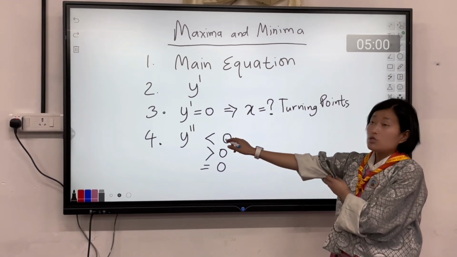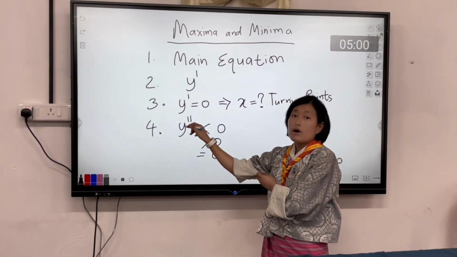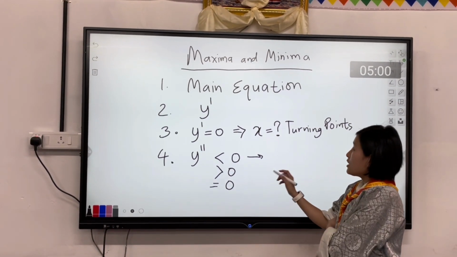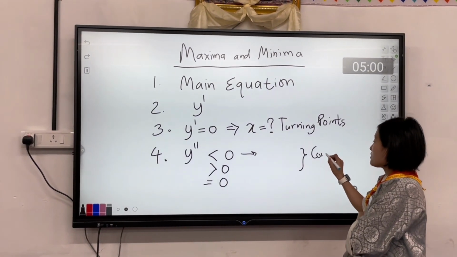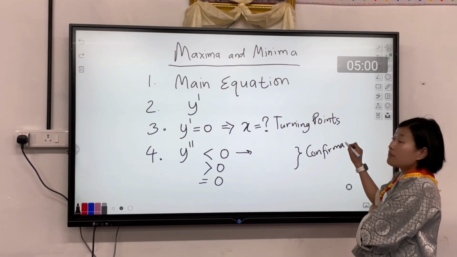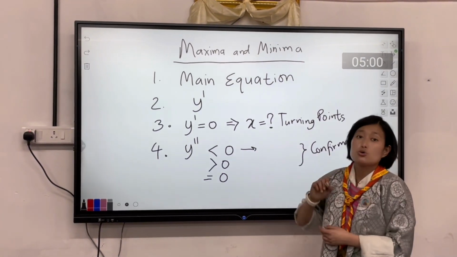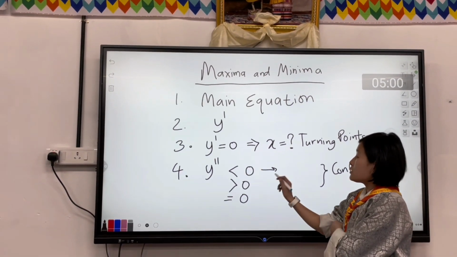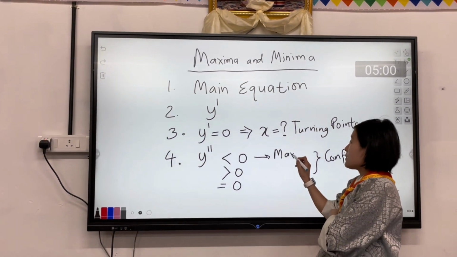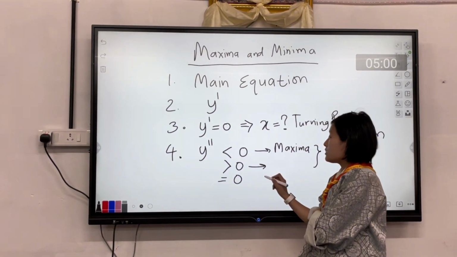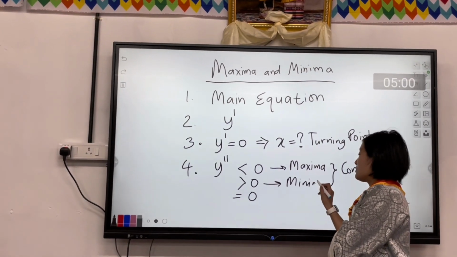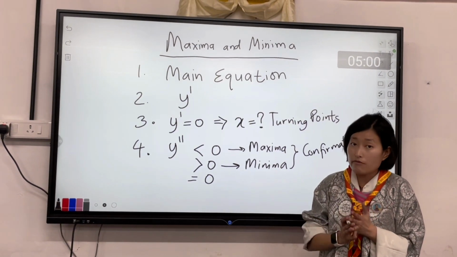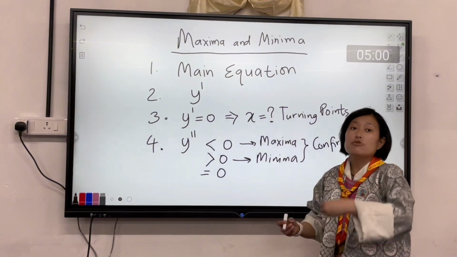If 0 is maximum, meaning if your y double dash is negative, this indicates that. So now this is the confirmation part. Step 4 is usually your confirmation part. You are confirming whether the points that you got in step number 3 are maximum or minimum, or even point of inflection. So if 0 is greater, the x point you got is maximum. If 0 is lesser, then it is minimum. And if it is equal to 0, you have to check further to see whether it's really a point of inflection, or will it give you a different answer, right?